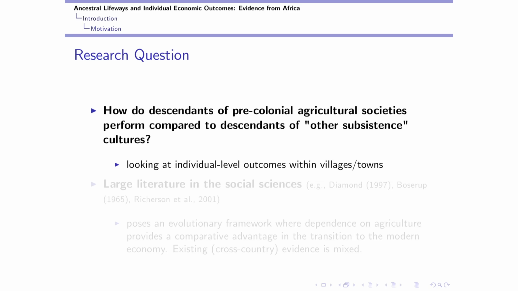Okay, so the key question is, how do descendants of pre-colonially agricultural societies perform compared to descendants of other subsistence cultures?